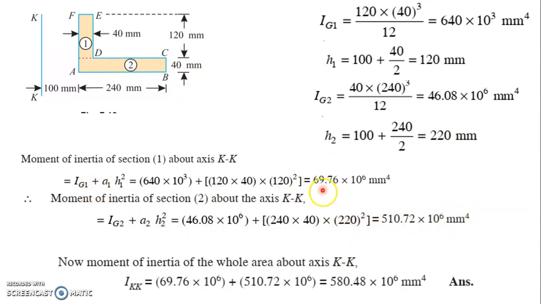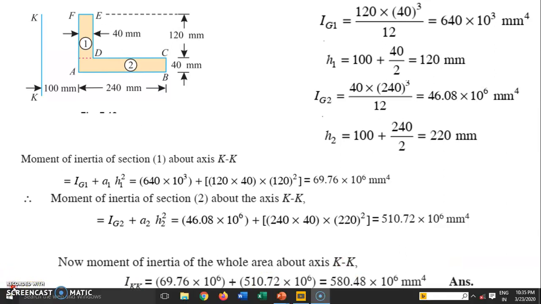So we got two moments of inertia: 69.76 into 10 raised to 6 millimeter raised to 4, and the second moment of inertia, 510.72 into 10 raised to 6 millimeter raised to 4. So the total moment of inertia of the section will be given by the sum of these two. So the value is 580.48 into 10 raised to 6, and its unit is millimeter raised to 4. So I think you got the idea. Okay, we'll discuss one more problem.